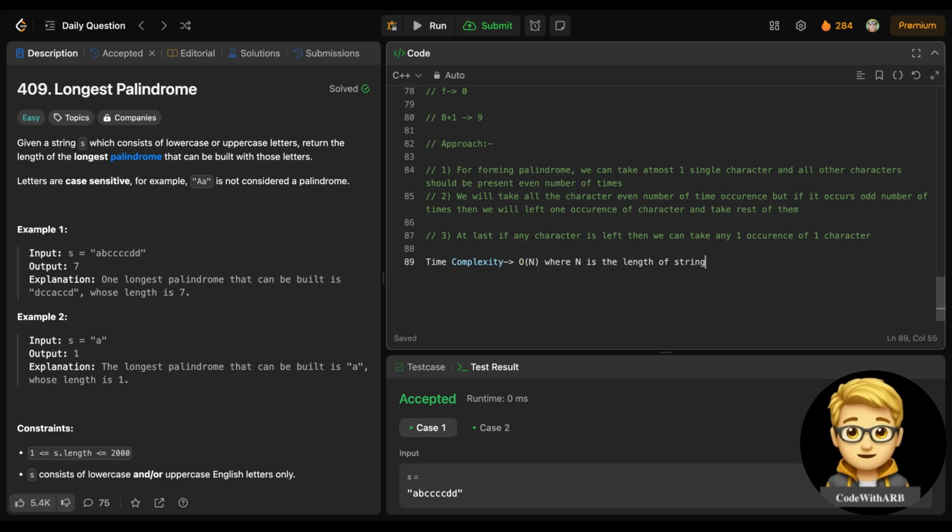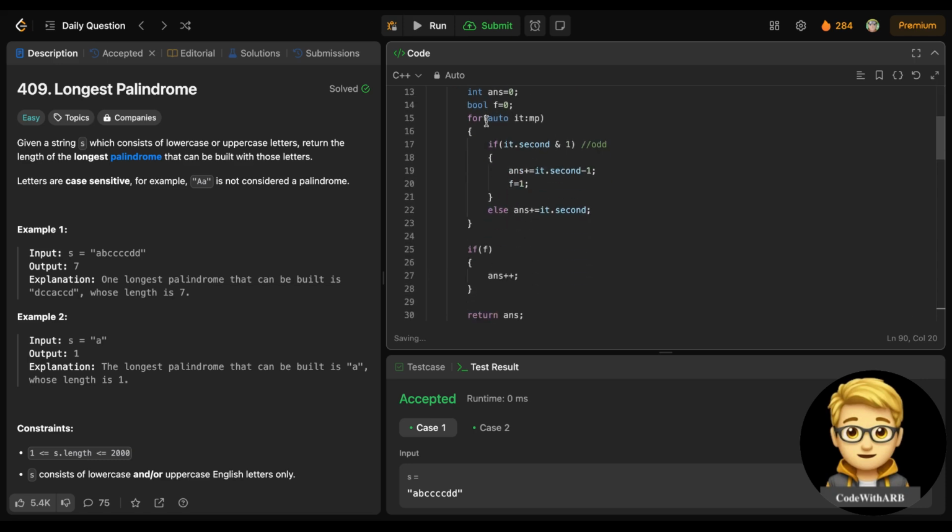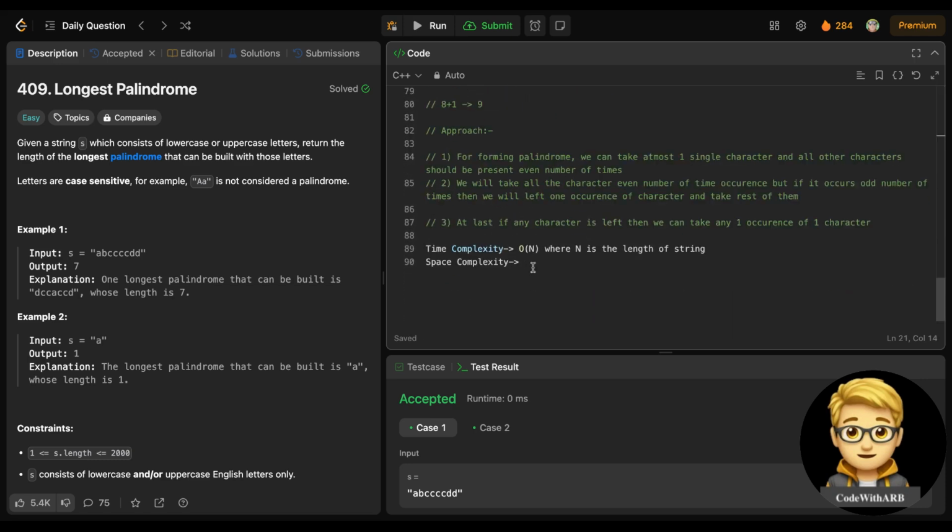And the space complexity would be the same, because we are using an unordered map that can contain at most 26 into 2, that is 52 characters, because uppercase and lowercase letters are possible. So again, you can take it as O(1). It's your choice, or you can say it is ultimately O(52). So yeah, that's the approach.